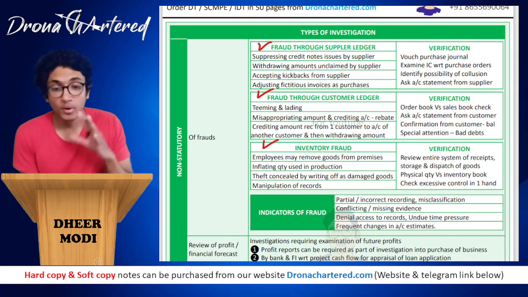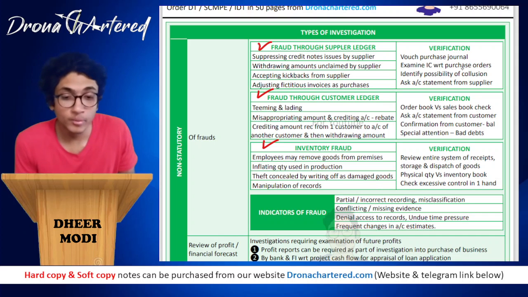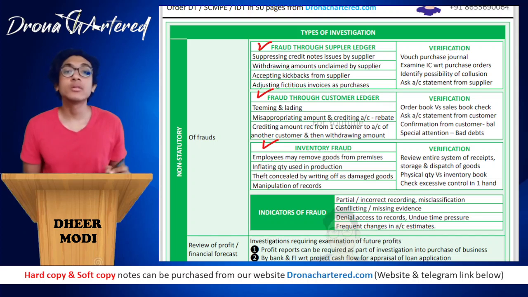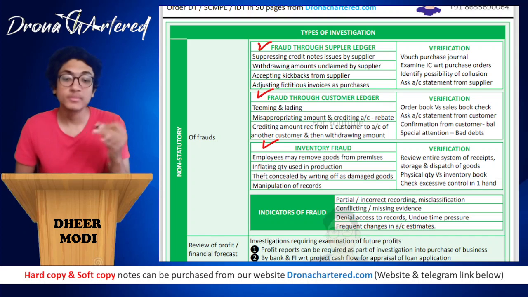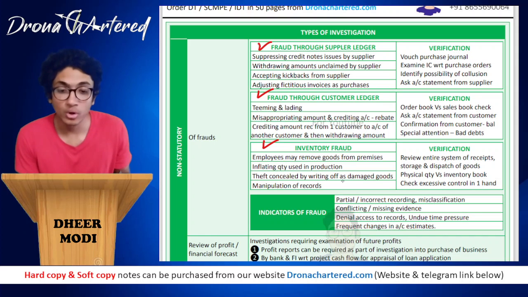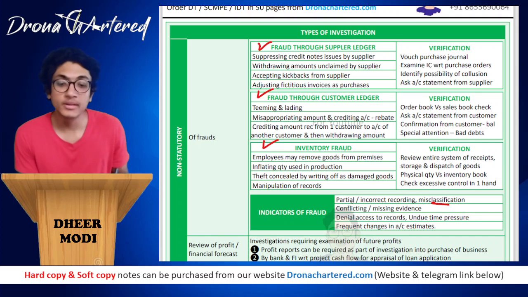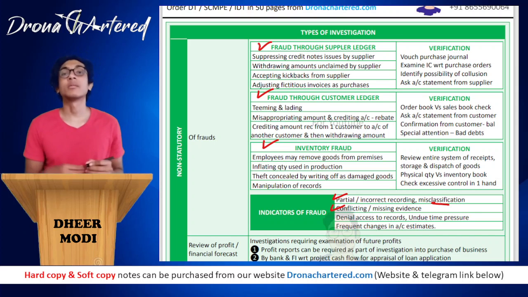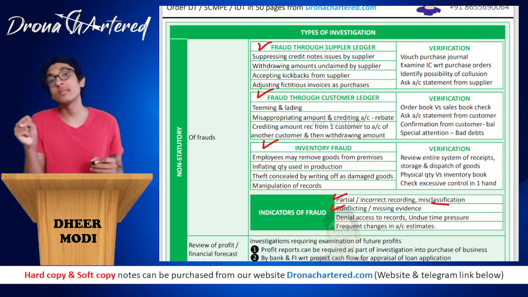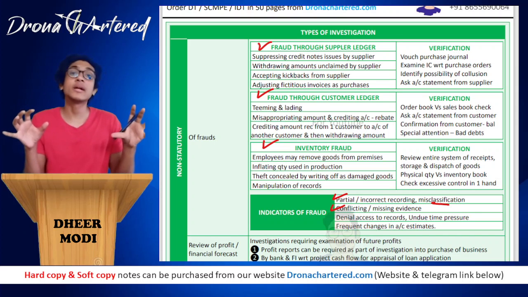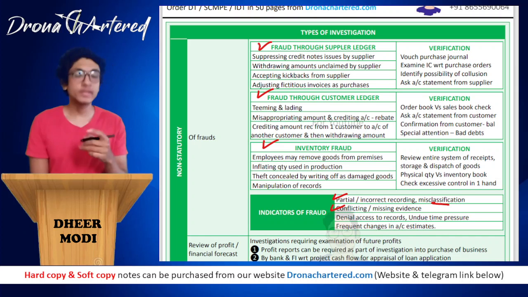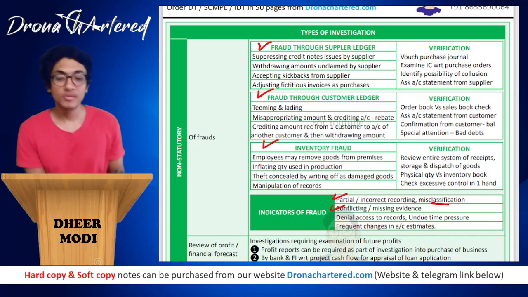I hope everybody has read the points, even points with regards to your verification. Now, what are your indicators of fraud? That means what possible circumstances would you think that there is a fraud? So any partial or incorrect recording, or if there is any misclassification, any conflicting or missing evidence. That means one place you got the evidence which says something, while the other evidence that you received says something else. In such a case, both these evidence are conflicting with each other. It is possible that there is a fraud.